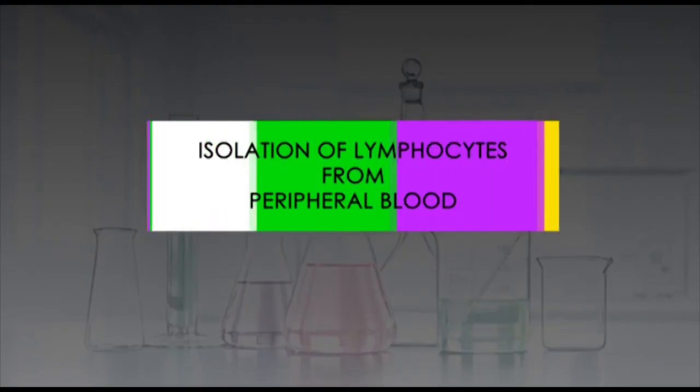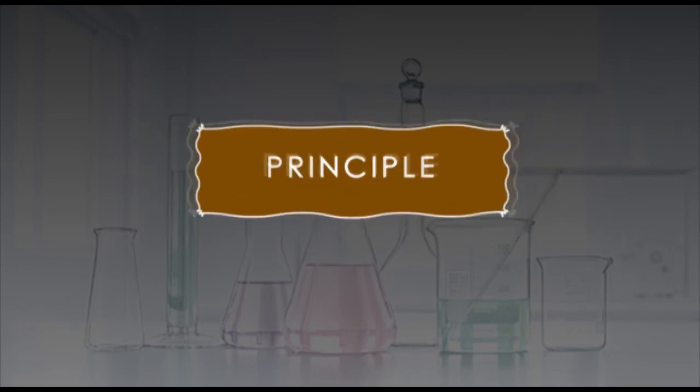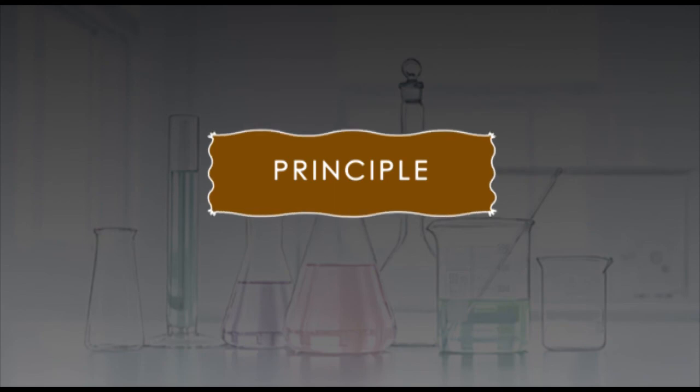Isolation of lymphocytes from peripheral blood. Principle. Lymphocytes are isolated from blood by density gradient centrifugation. In this technique, blood is collected in tubes containing anticoagulant.